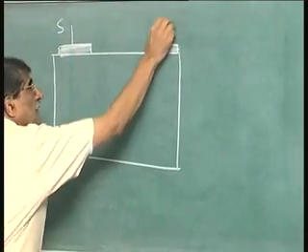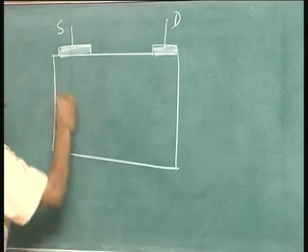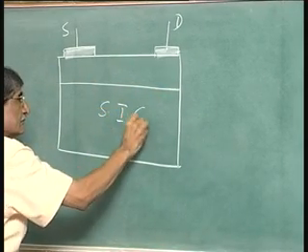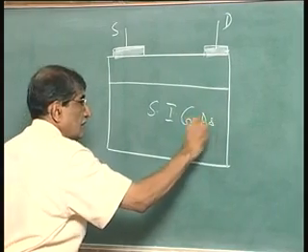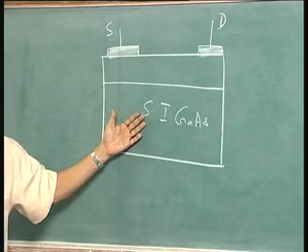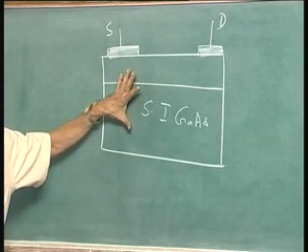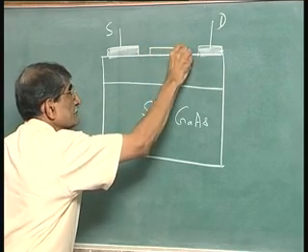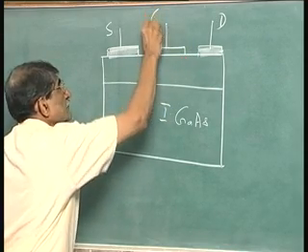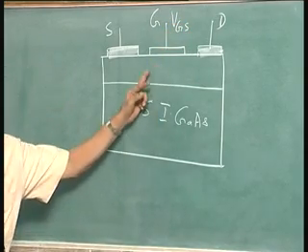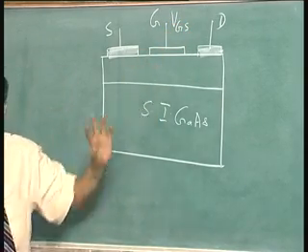Source and drain, and you have got this semi-insulating gallium arsenide. It can be silicon. If it is silicon, this will be sapphire, silicon on sapphire, total insulator. Then I have the gate here, and I am applying VGS.